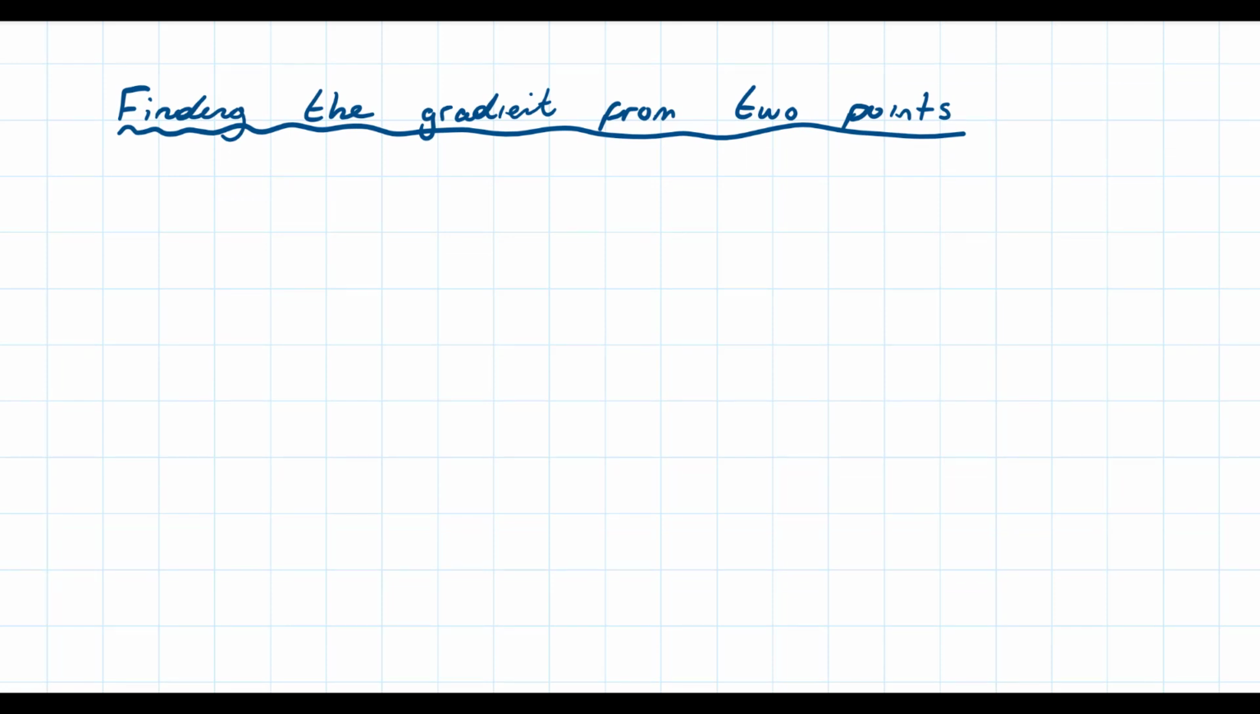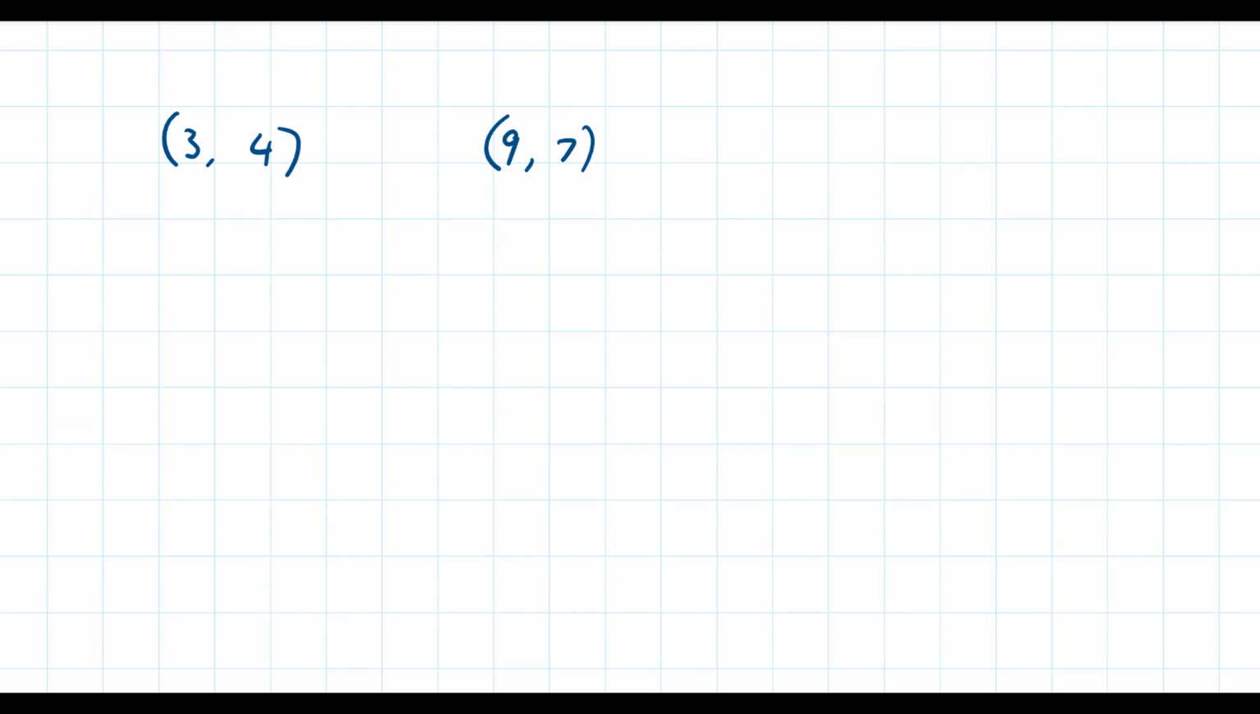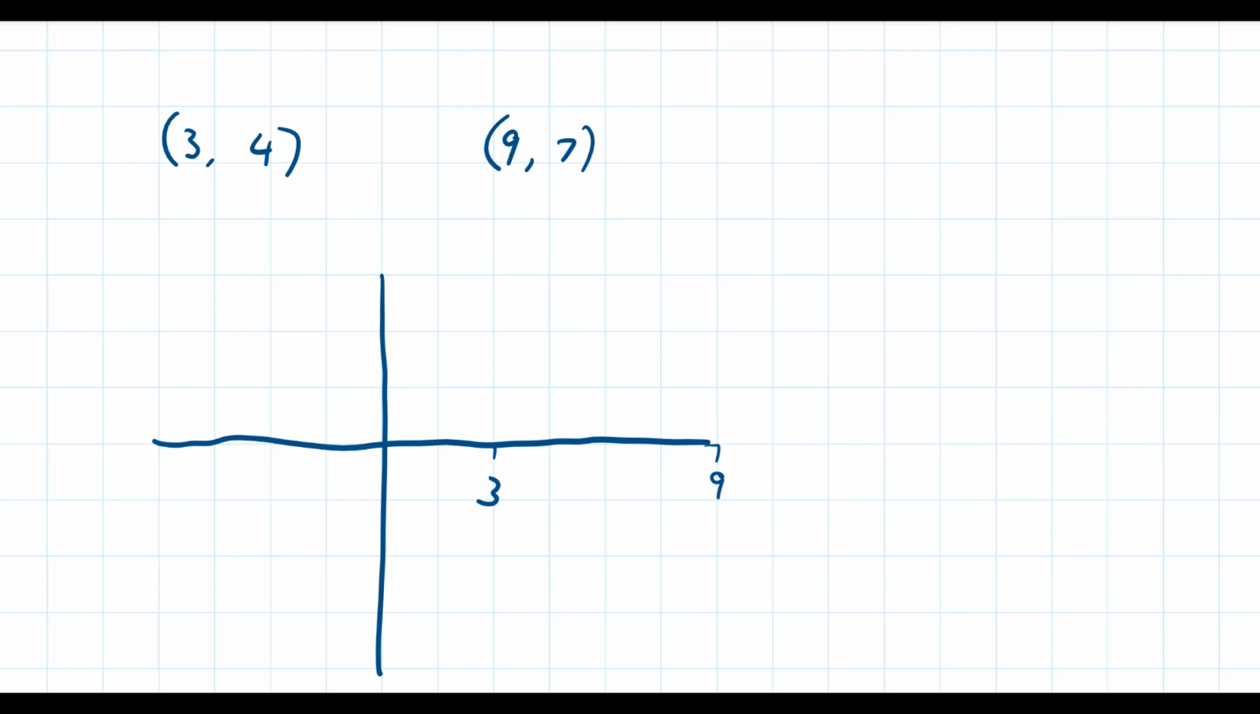For example, I'll give you (3, 4) and (9, 7). So imagine a line that goes through these 2 points, (3, 4) and (9, 7). Now let's show roughly what that would look like on a graph. Just a very, very rough sketch. I won't use the squares on this paper, but let's say that that is 3 and this is 9, and let's just say that this is 4 and up here we have 7. Okay, so the line goes through (3, 4) and (9, 7). So it looks a little bit like this. Okay, and it goes on further.